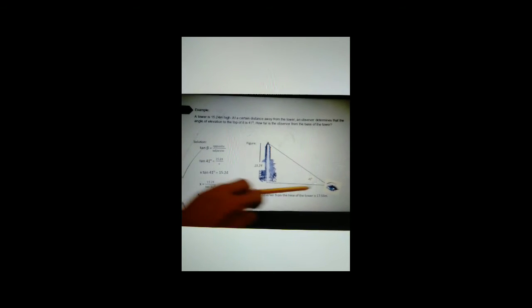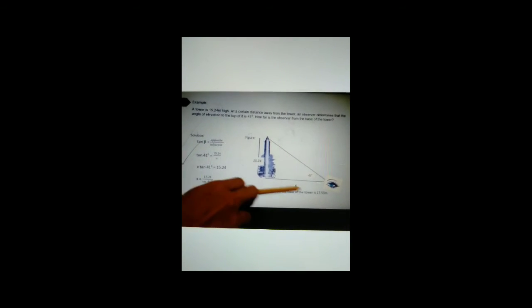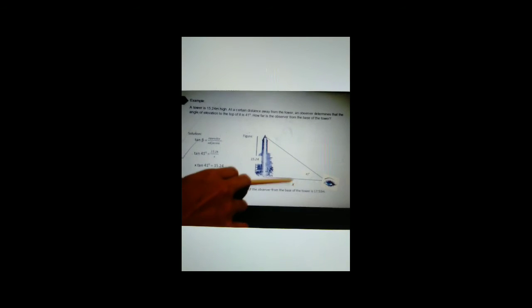That is equal to opposite over adjacent. So tan of 41 degrees is equal to 15.24. This is our opposite, and our adjacent is x. We let this side be x. So we have x tangent of 41 degrees is equal to 15.24. So x is equal to 15.24 divided by tangent of 41 degrees. So our x is equal to 17.53 meters. That is the distance of the observer from the base of the tower.